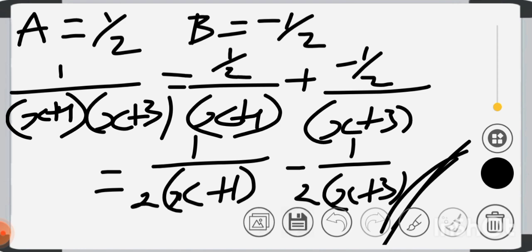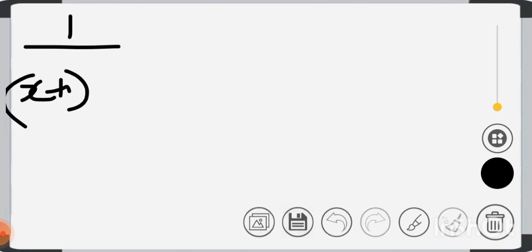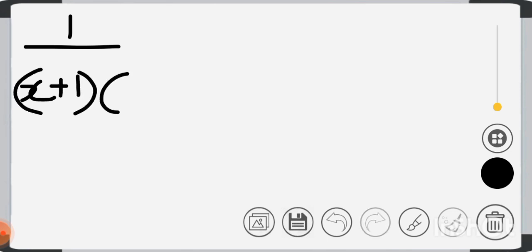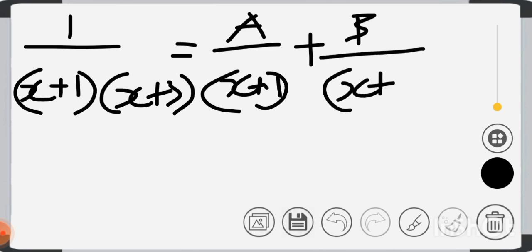Now, let me use another method for this same question. Let me just start from the beginning: 1 over (x plus 1)(x plus 3). Especially if you have 2 terms in the denominator like this, we just take LCM. So it's A over x plus 1 plus B over x plus 3.